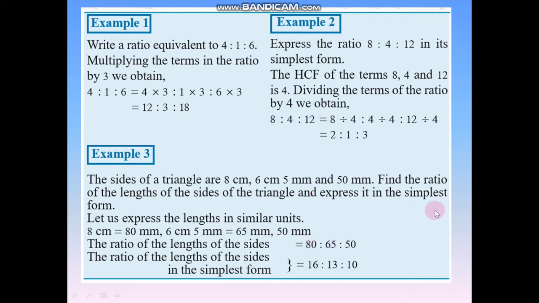They have also asked us to find it in the simplest form. At a glance you can see we can divide all these three terms by 5. So divide them by 5. 80 divided by 5 gives 16. 65 divided by 5 is 13. 50 divided by 5 is 10. Can these three terms be divided further? No, it is impossible. So this is the simplest form.